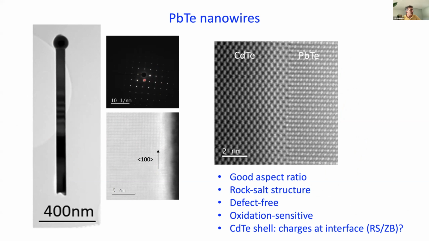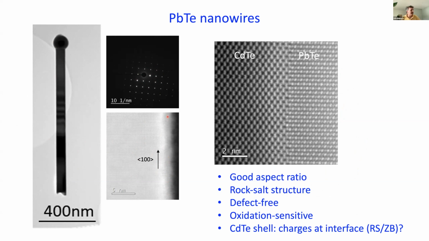Also here in the diffraction pattern, you can see that it's defect free. It has the rock salt crystal structure, which you can also see from this image. In this image, you can also see that these wires, the bare wires, are sensitive to oxidation. So it forms this oxide layer on the surface, which is not so nice.